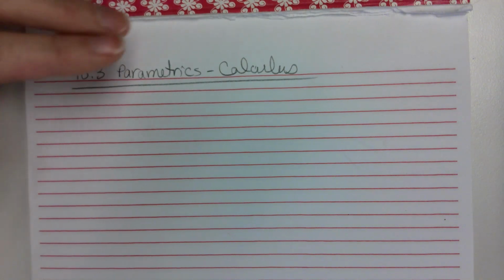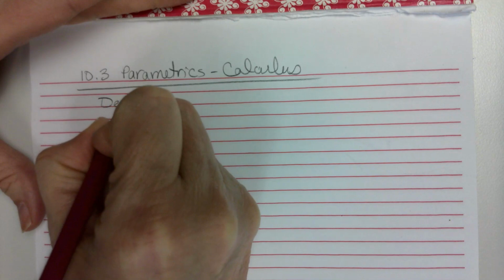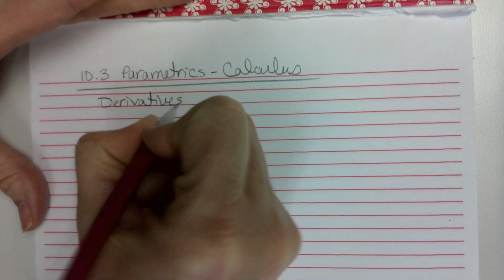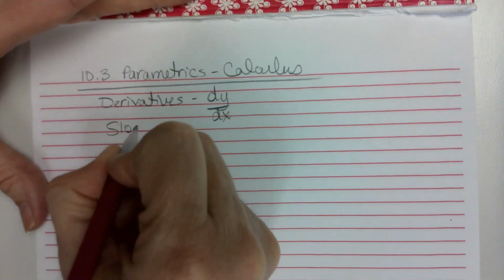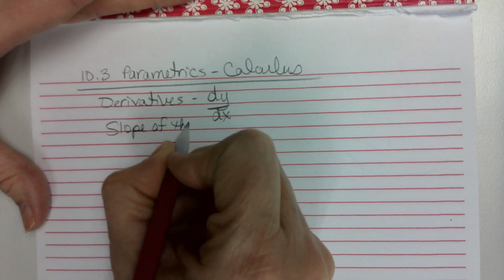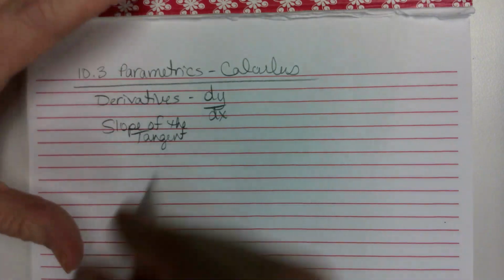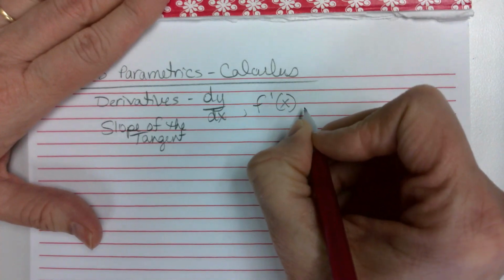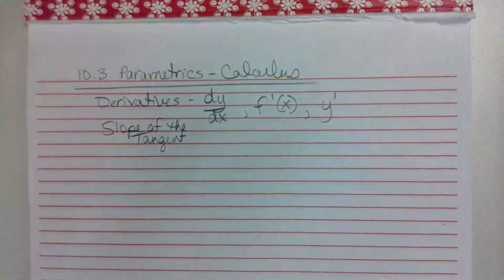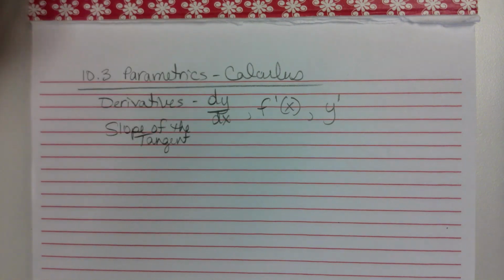So if I ask you, give me some terminology for derivatives. I heard dy dx. I heard slope of the tangent. You mean just f prime of x for the terminology? F prime of x, y prime, all of those. This is Leibniz notation. Yeah, so if I needed to find the slope of a tangent line, I would be finding a derivative. Everybody agree?